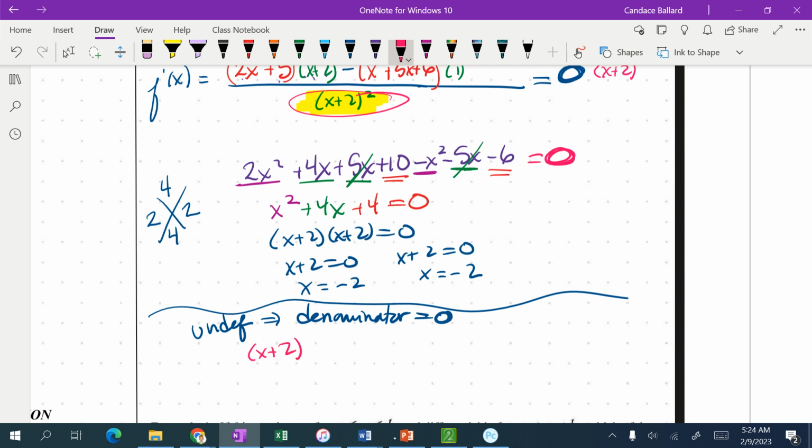So x plus 2 squared equals 0. I'm going to undo the square. So I'm taking the square root of both sides. So you get x plus 2 equals 0. And then I'm going to subtract the 2 to the other side. In this case, it happened to all be the same critical number. But it's possible that that isn't the case. So we know that our critical number is x equals negative 2.